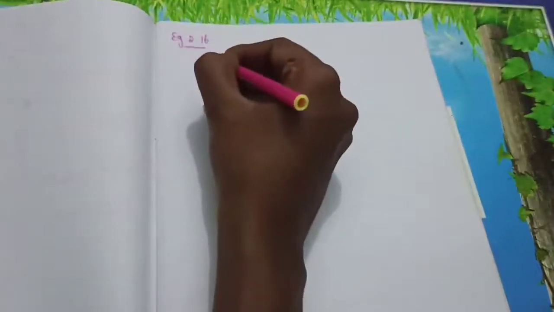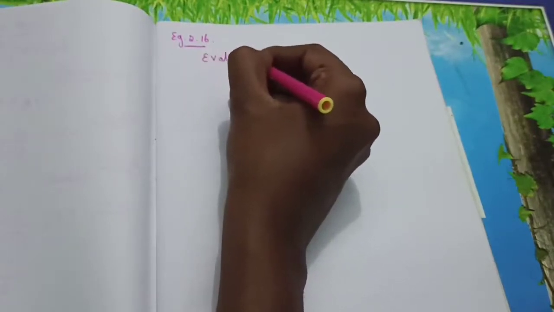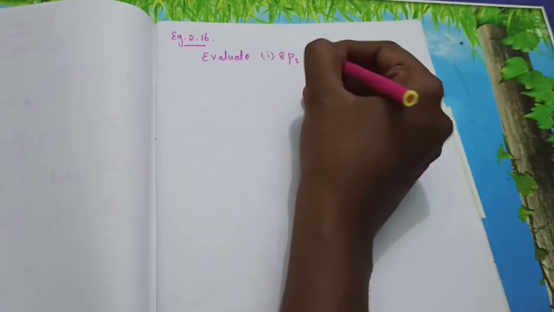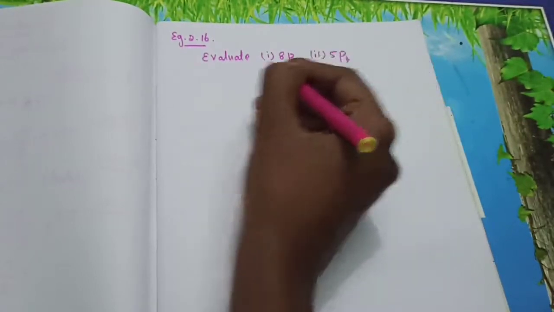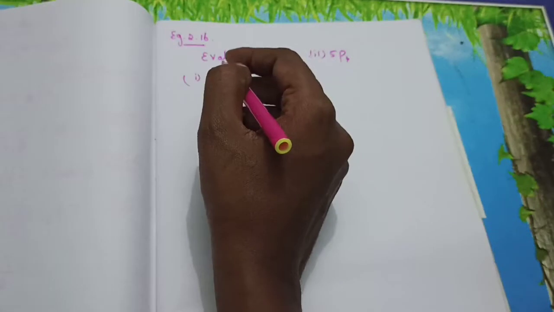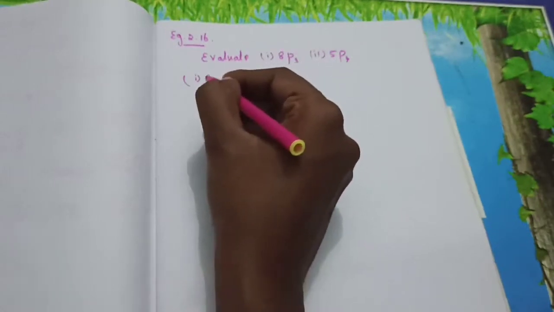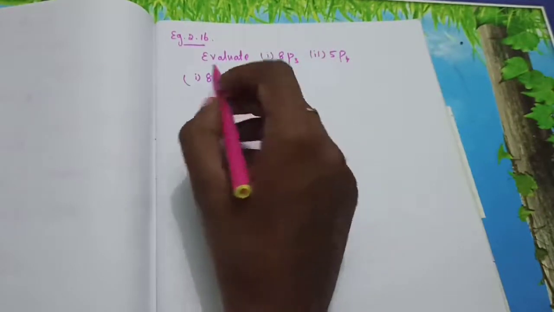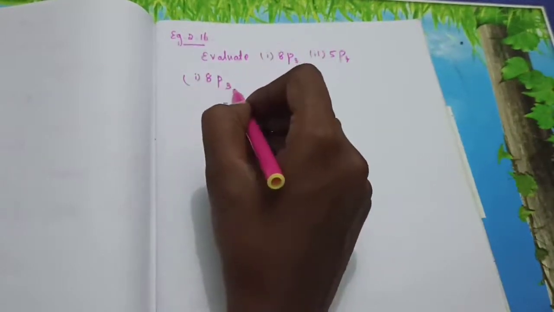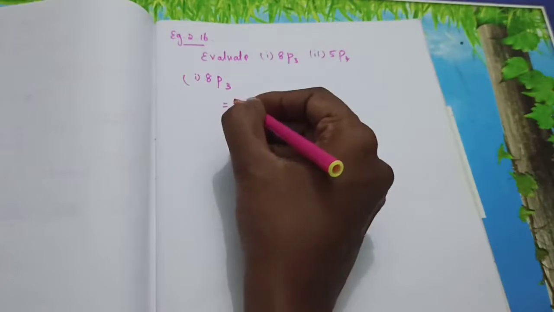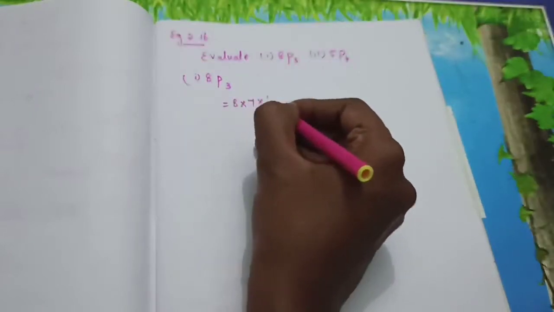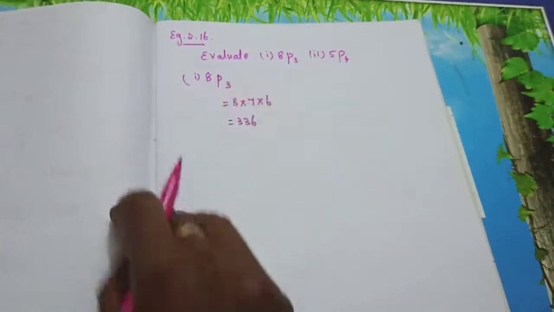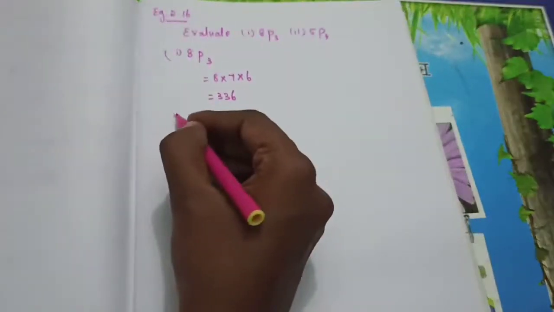Example 2.16. Evaluate 8P3, second one 5P4. You can follow the formula, otherwise one more easiest method is there. So 8P3 means how will you write? 8 is the n value, r at a time, that is 3 at a time. So only 3 values you will write and you will find the answer. If you need, you can use the formula. If you multiply, you will get 336. Otherwise, same as the previous you can use. Otherwise, this is very easy.